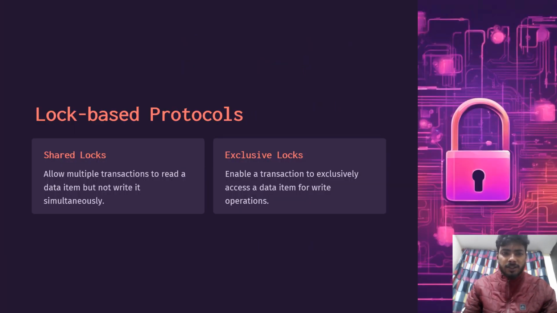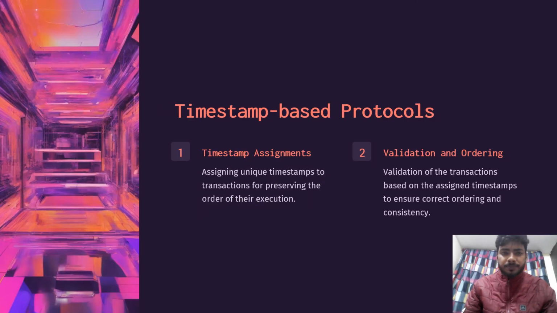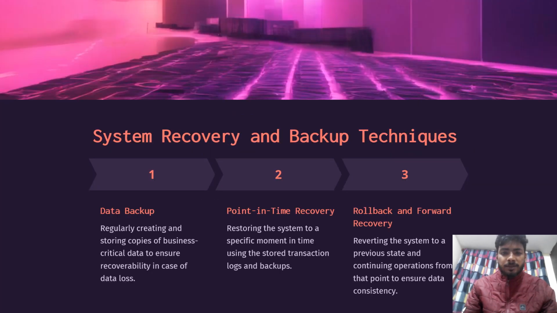Lock based protocols: shared lock and exclusive lock. A shared lock allows multiple transactions to read a data item but not write it simultaneously. An exclusive lock enables a transaction to exclusively access a data item for write operations. Timestamp based protocols: timestamp assignment, validation, and ordering. Assigning a unique timestamp to each transaction prevents conflicts during execution. Validation of a transaction based on assigned timestamps ensures correct ordering and consistency.